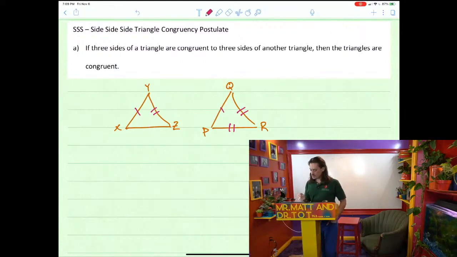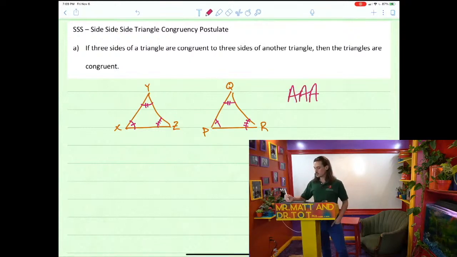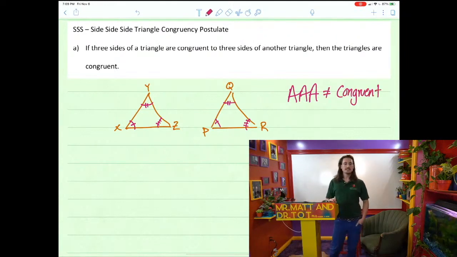And also make sure that you understand that if they tell you that the angles are congruent, that's a totally different postulate. That's a similarity postulate, angle, angle, angle. That does not mean congruent. That only means that they're similar.